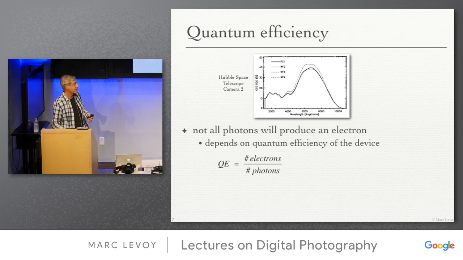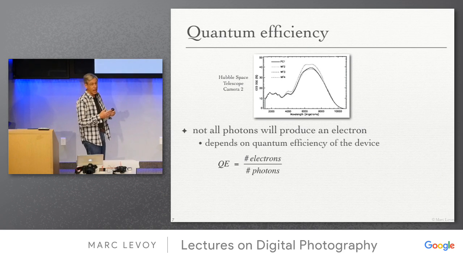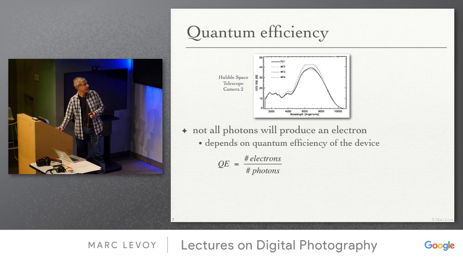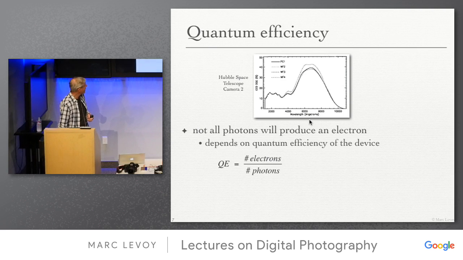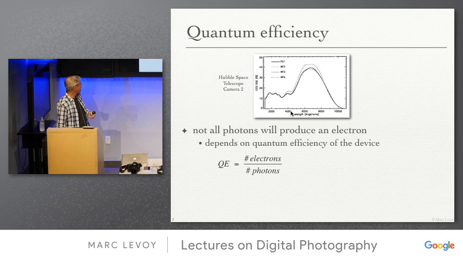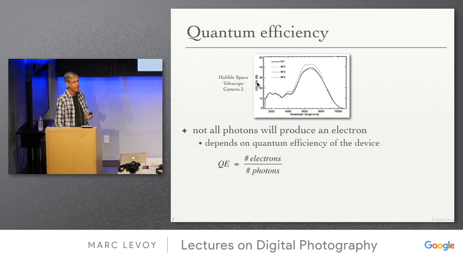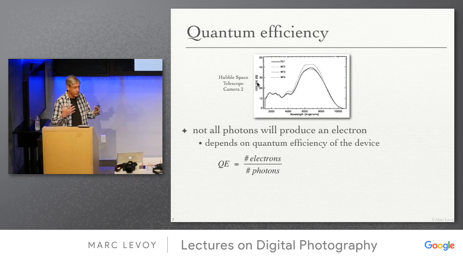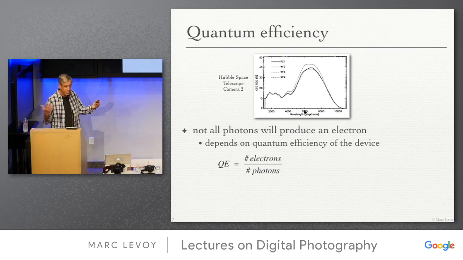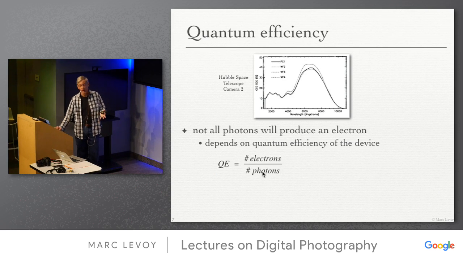All right, so as I said, not all photons will necessarily knock an electron loose, and whether it does or not is the quantum efficiency of the device. So here's a graph from the Hubble Space Telescope. This is wavelengths in angstroms, so you can think about that as 200 nanometers, 400 nanometers. And here's the DQE, the detected quantum efficiency, so it's empirically measured. You can see it's most sensitive around 600 nanometers, which is sort of a greenish red. And it's just the number of electrons over the number of photons.